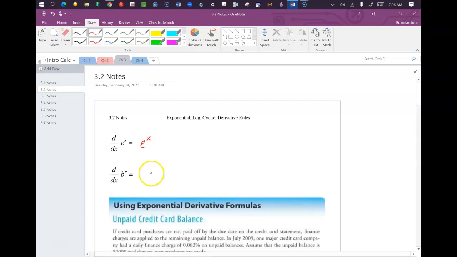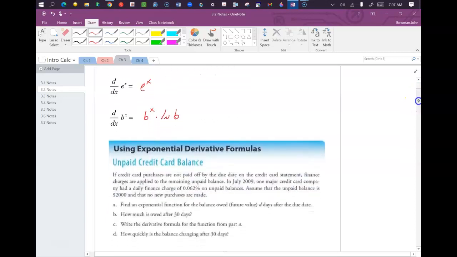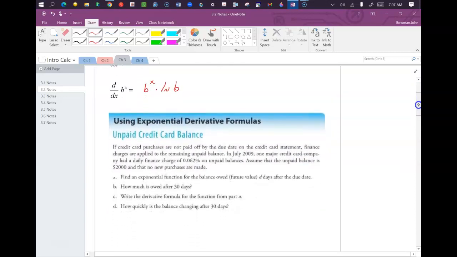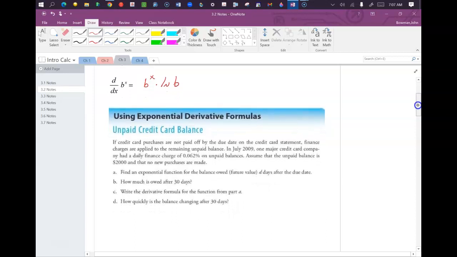If you have a derivative of an exponential base b, where b is not equal to e, it is b to the x, so it repeats itself, but then you have to throw in this natural log of b factor in there. So let's take a look at an example using that.